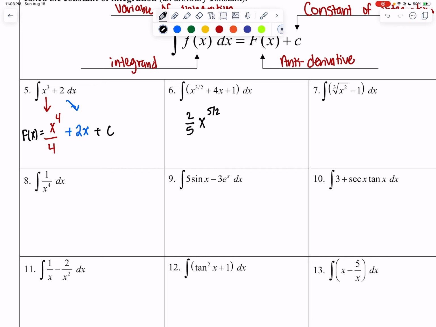So that checks out. Likewise, with the 4x, I'm going to up my power, and then I'm going to divide, take the derivative of that. So the derivative of 2x squared is 4x. That checks out. The antiderivative of 1 is just x. And then you also need a plus c at the end.